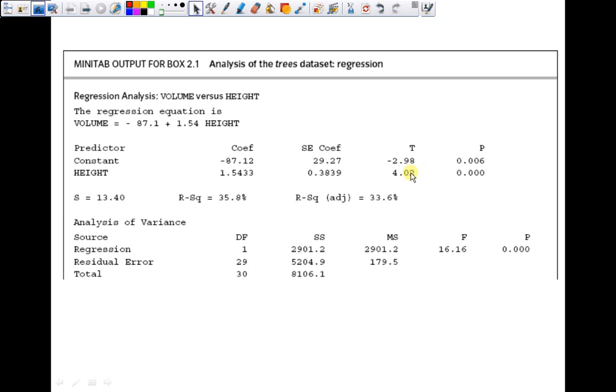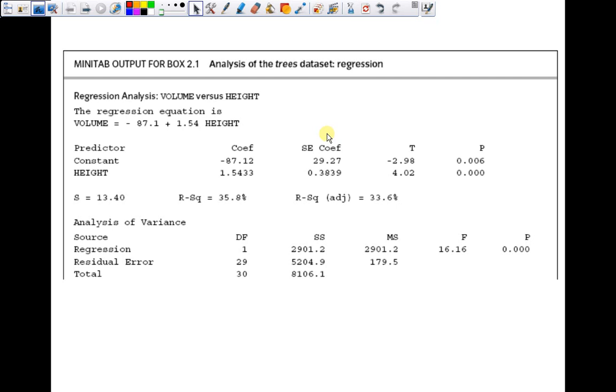This is the t-value that we use if we test to see if the slope is equal to 0. We'll get into this more in class, but we get a t-value of 4.02 and a p-value. This is testing exactly what we showed earlier: is the slope equal to 0 versus the slope not equal to 0? We have a low p-value, which gives us evidence to reject H0, or evidence that the slope is not equal to 0.